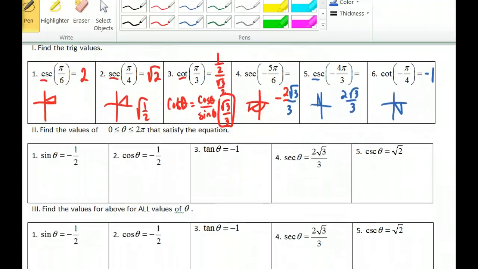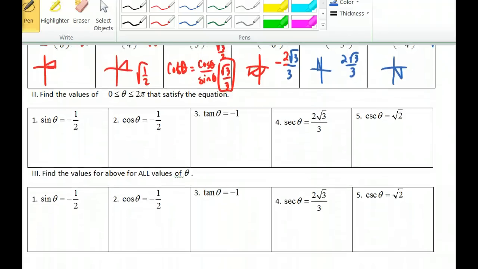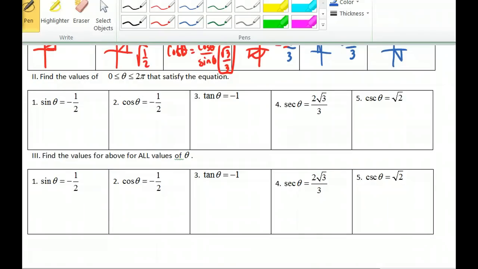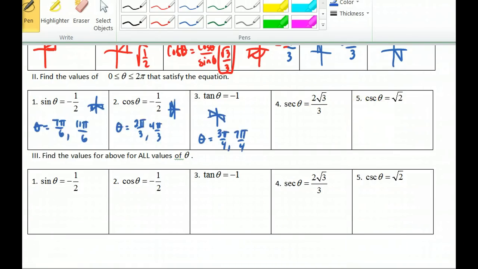Now let's try some of these last ones. You've done some of these, so why don't you go ahead and try these and see if you can find these values. I'll try to talk about these once I get there, though. Okay, now check these first 3 that we've done.